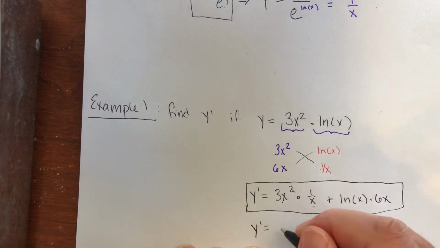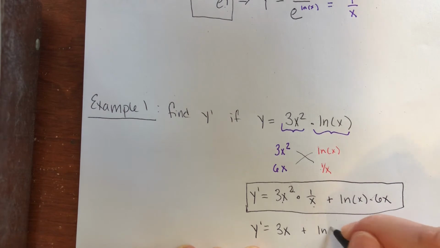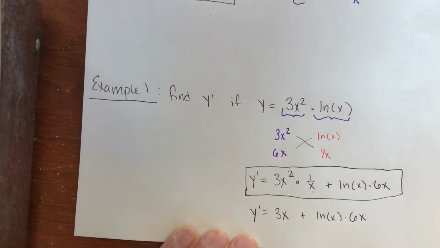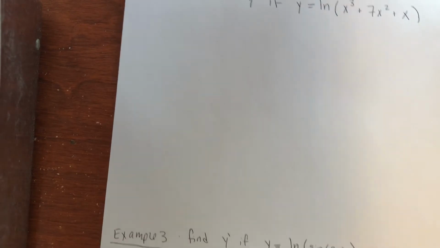So 1 power of x would cancel and we'd just be left with 3x to the 1 power plus ln of x times 6x. And that's it. Okay, so that's one example of how we can use that theorem. Let's do a couple more examples.